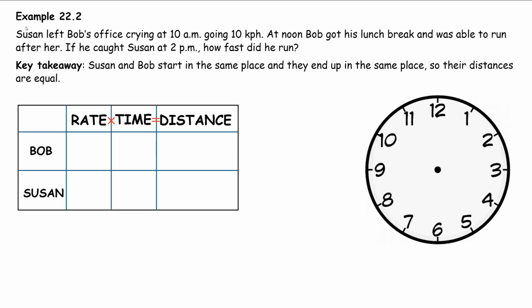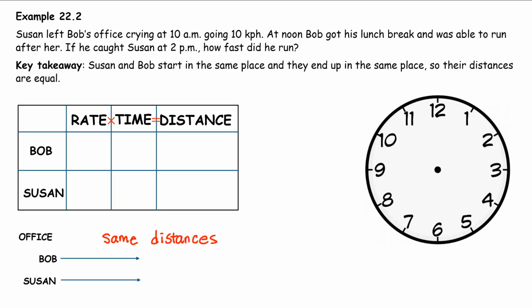The key takeaway is that Susan and Bob start in the same place and they end up in the same place. They both start at the office, and Susan runs somewhere, and Bob runs to the same place, and he catches her, which means they have both gone the same distance. So their distances are the same. So let's just write that down. Same distances. So I'm going to fill in this chart to organize all my information about their rates, times, and distances. And right here, I'm just reminding myself their distances are the same.